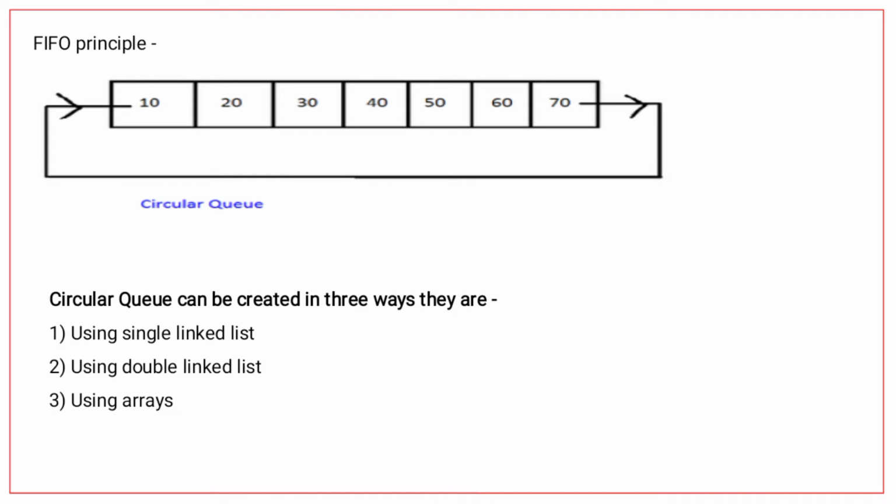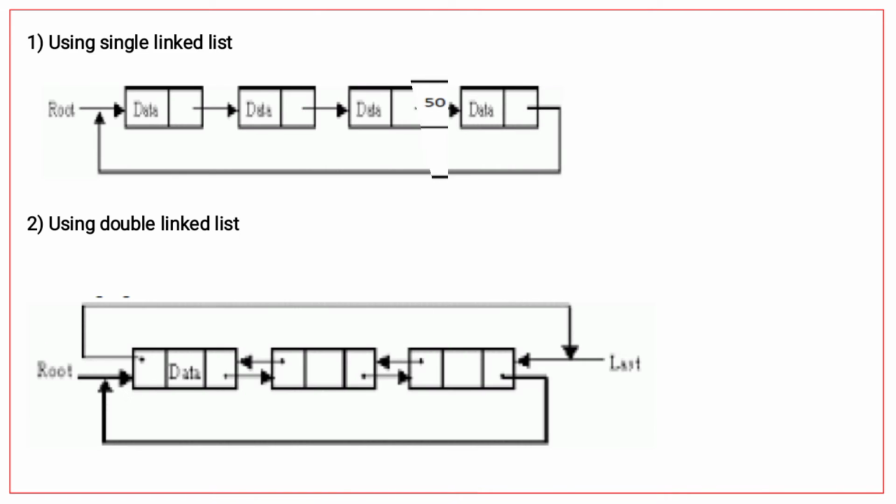See, this is a figure of circular queue. Now, this figure shows the principle of FIFO. Circular queue can be created in three ways. They are using single linked list, using double linked list, and using array. Now, first we discuss using single linked list.